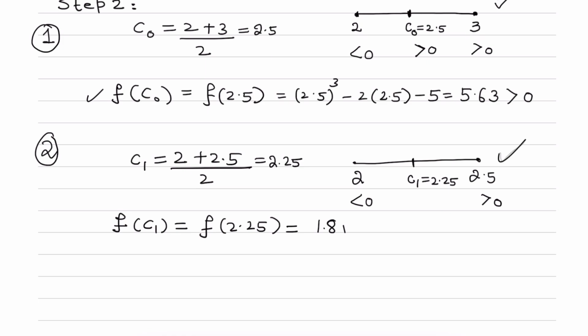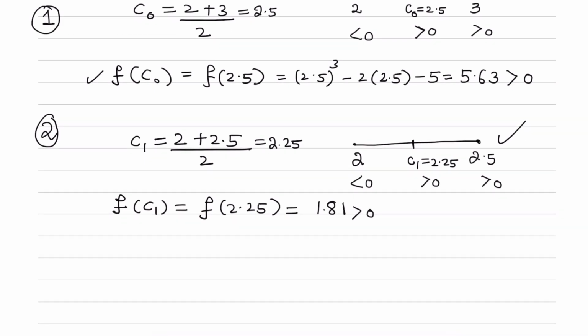Now look at this interval. C1 is 2.25 and at this point you have found the value of the function, which is 1.81, and it is positive. So we will also put here the positive sign. Now for this interval again, what is the next best interval? Is it 2 to 2.5 or it is 2.25 to 2.5? We can see that this interval is the appropriate interval because on the ends of this interval we have the opposite function signs.